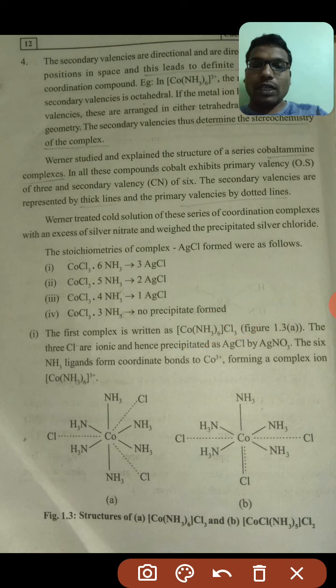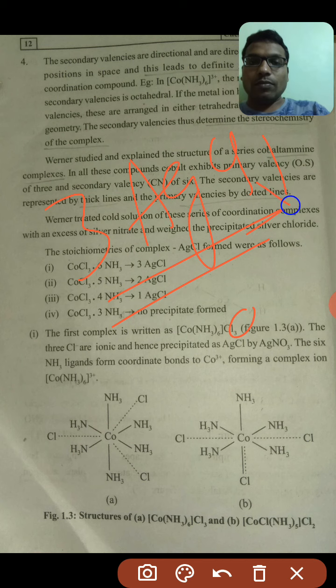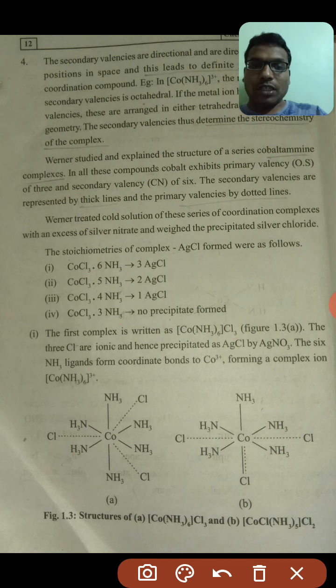So when reacting with AgNO3, silver nitrate, what will happen? The 3Cl minus react with AgNO3, and there is a formation of 3AgCl precipitate.